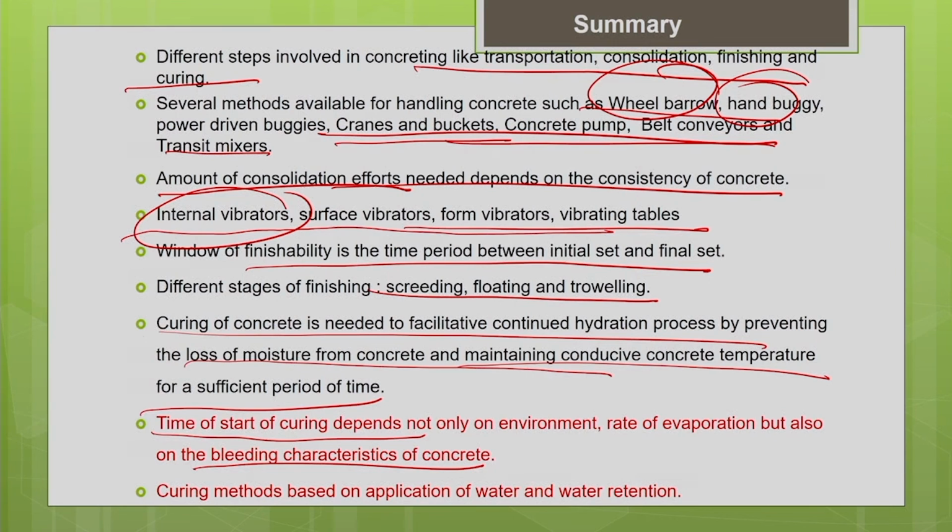There are different methods of curing we have discussed, some based on application of water and some based on water retention. The best option is always application of water, but in some places it is not possible to apply water continuously. So, we go for water retention methods.